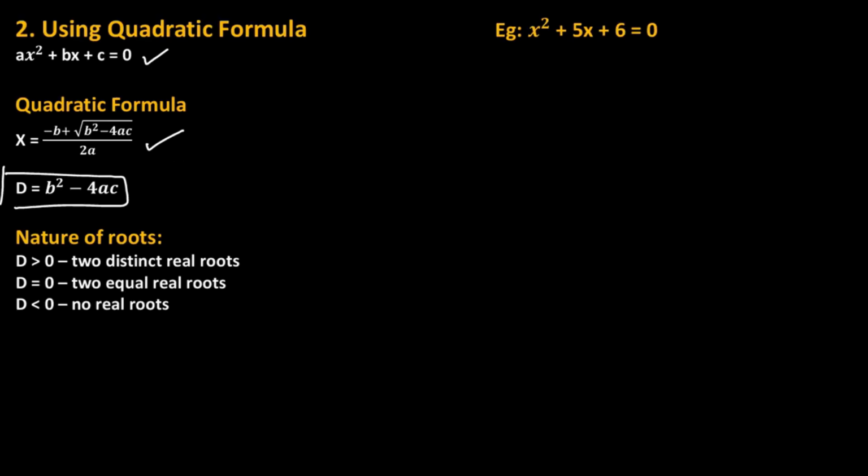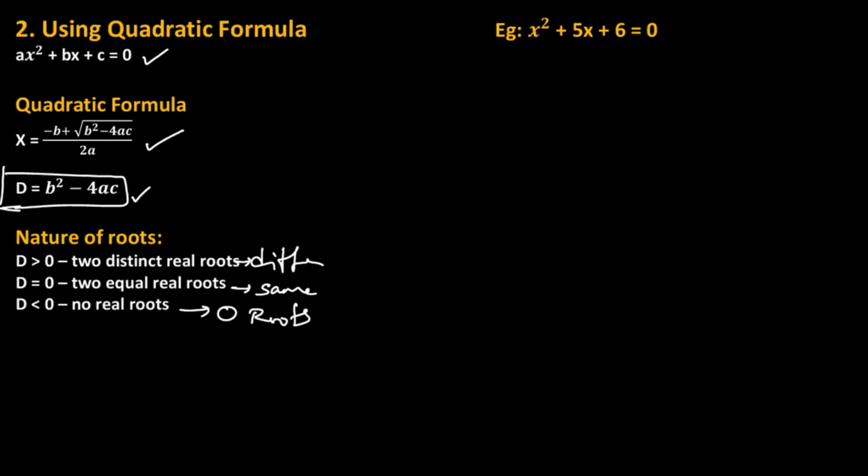Now, what is the nature of the roots? We can also tell the nature of the roots by using only the discriminant. If the discriminant value is greater than 0, two distinct real roots will come. Distinct real roots means two roots will come, and those two roots are different. If the discriminant is equal to 0, two roots will come, but both roots are the same. Equal roots will come. If the discriminant is less than 0, no roots will come.